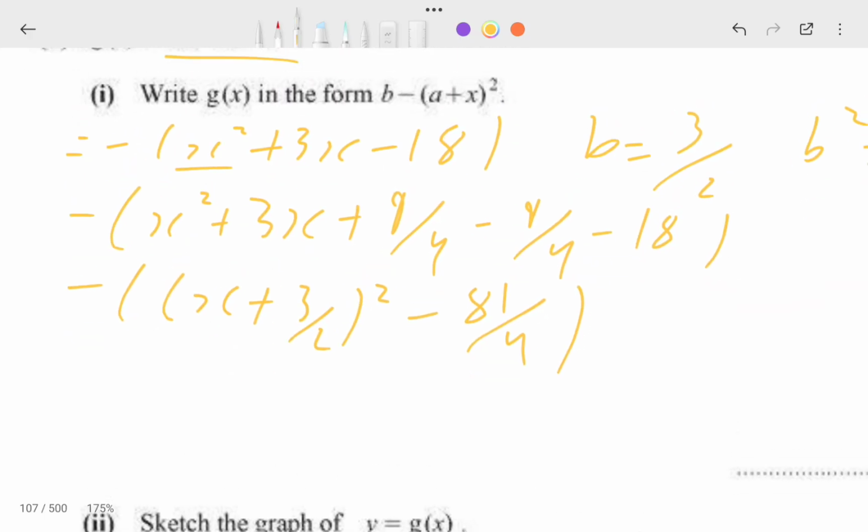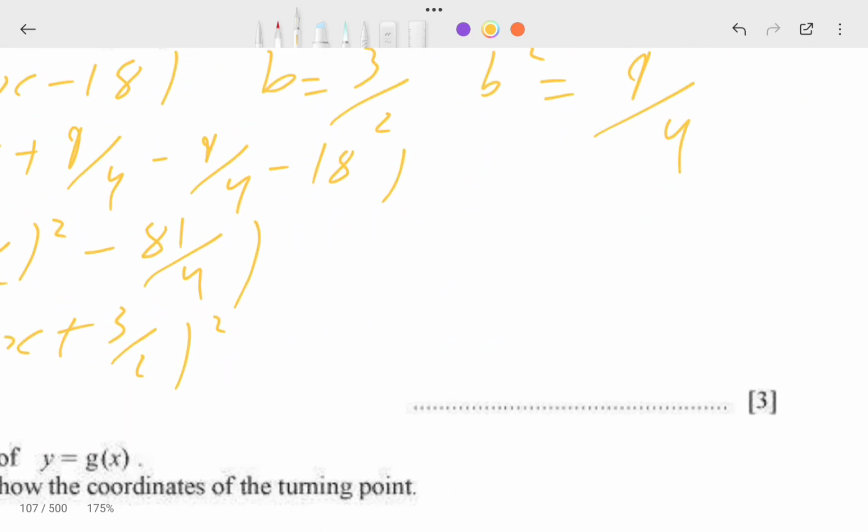Okay, so now we will multiply this with this minus, so this will become 81 over 4 minus (x plus 3 over 2) squared. So b value is 81 over 4 and a is 3 over 2. So 81 over 4 is equal to 20.25 and 3 over 2 is equal to 1.5.